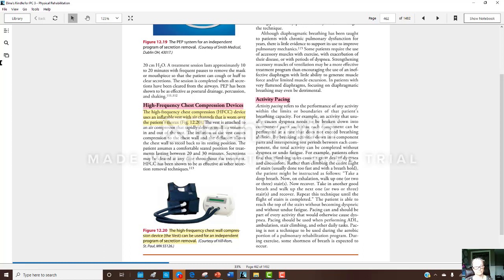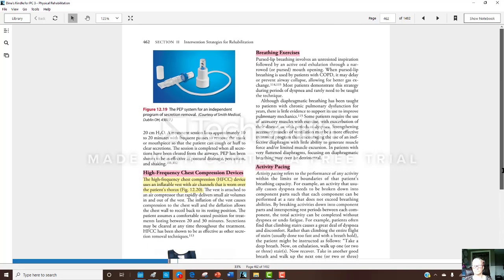The patient assumes a comfortable seated position for treatments lasting between 20 and 30 minutes. Secretions may be cleared at any time throughout the treatment. HFCC has been shown to be as effective as other secretion removal techniques.